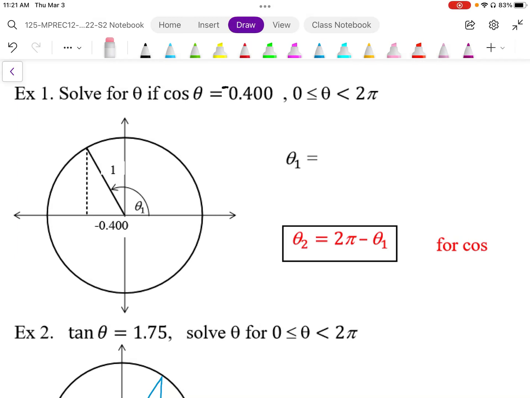The sine ratio has a symmetry across the y-axis, so we can fold along the y-axis to get symmetry. For cosine, we have something different. We have been given here cosine theta is equal to negative 0.400. So we've drawn in quadrant 2, so cosine is x, so we draw it left.